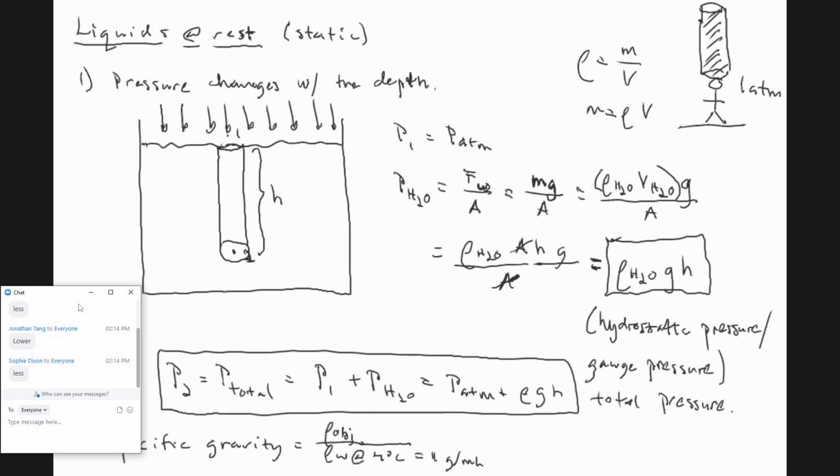So good to know. So now we know hydrostatic pressure, we know total pressure because it's the pressure of gas above us plus the pressure of water above us, okay? The other case is if we don't have an open system, it's not open to the air, and we have a closed system.